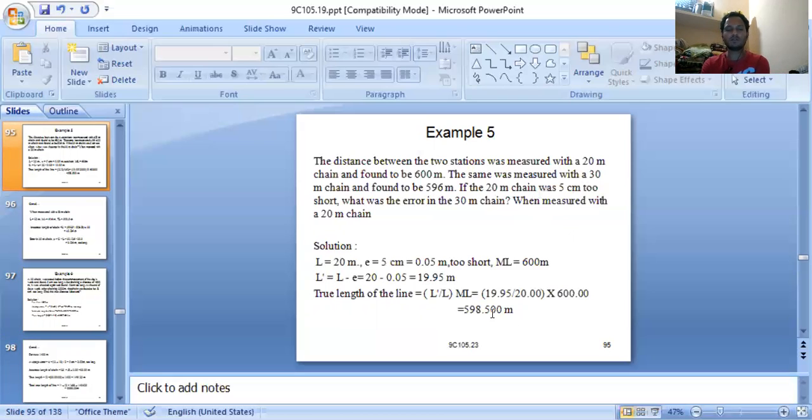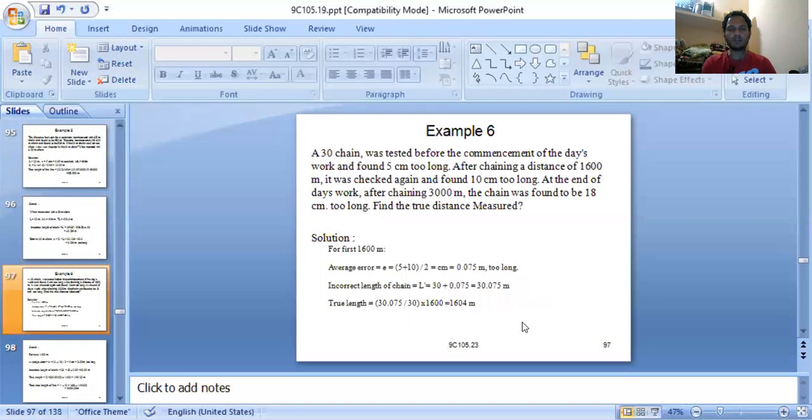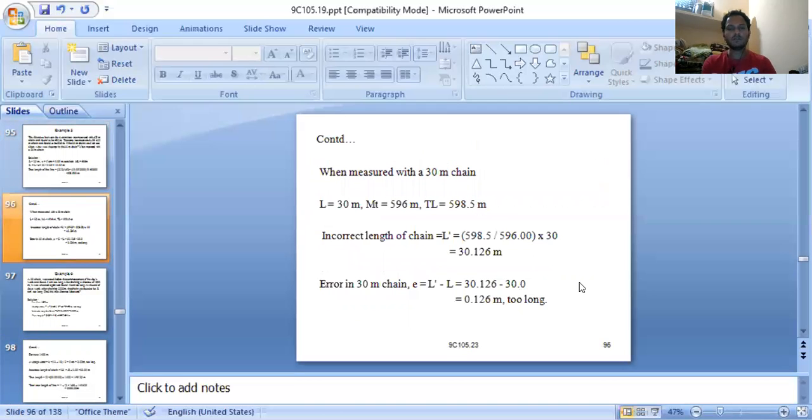By using the true length of the line, we can measure the error in the 30-meter chain. The same formula again we have to substitute to get the value. Here the measured length is 596 meters, true length is 598.5 meters. Therefore, L dash is equal to 598.5 divided by 596 into 30, which is equal to 30.126 meters, which indicates the length is 0.126 meter too long. Hence, the error in the 30-meter chain is 0.126 meter.